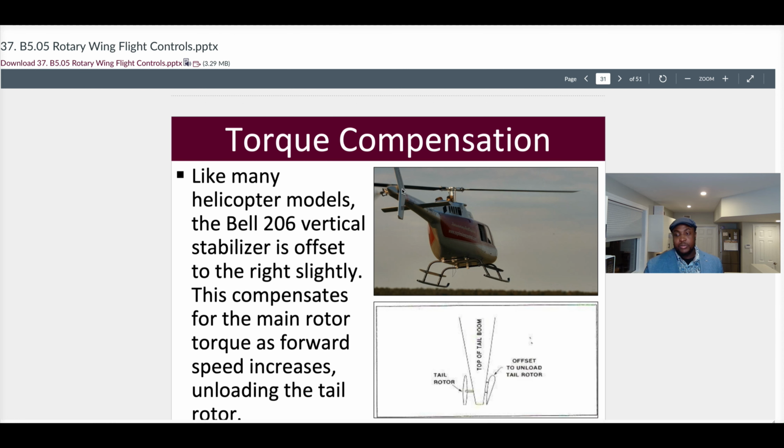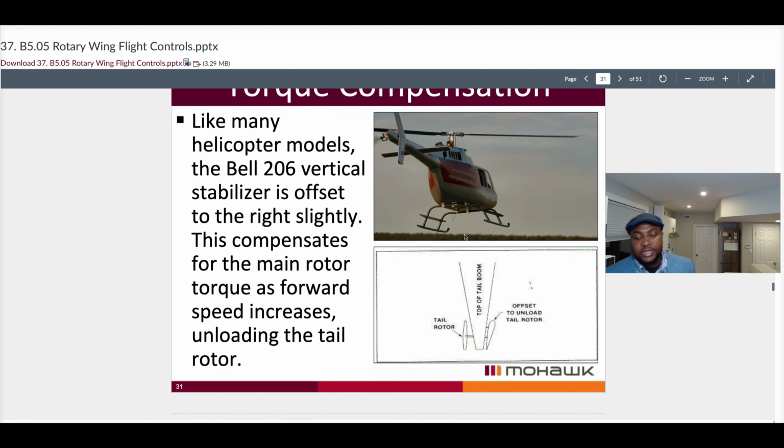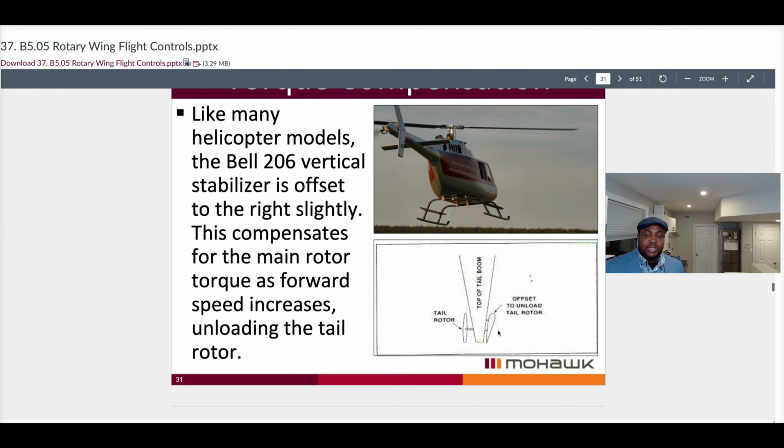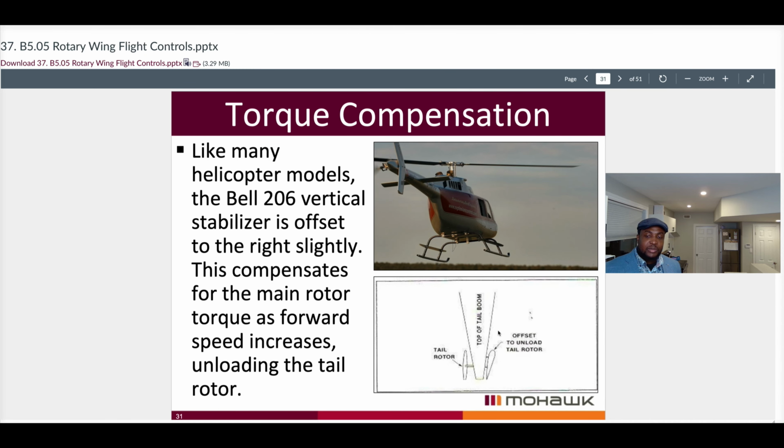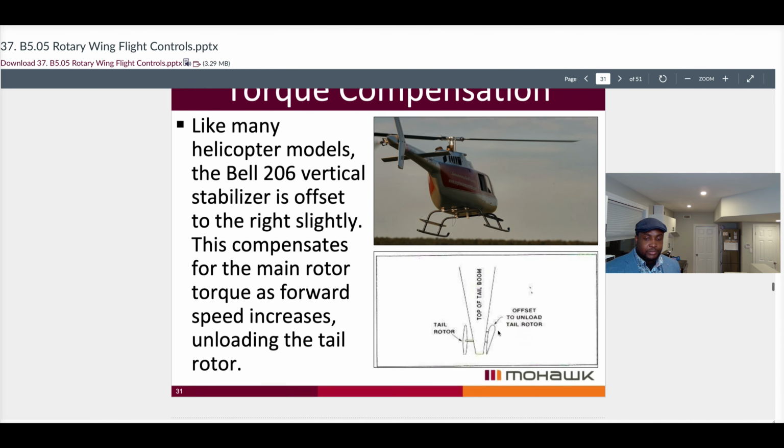And this is a primary way to alleviate the work or the loading that the tail rotor does. So what this means is it helps to compensate on its own for main rotor torque. So it alleviates some of these excessive loads that the tail rotor has to perform in order to keep the helicopter from drifting away. So the offset vertical stabilizer does some of the work for the tail rotor.